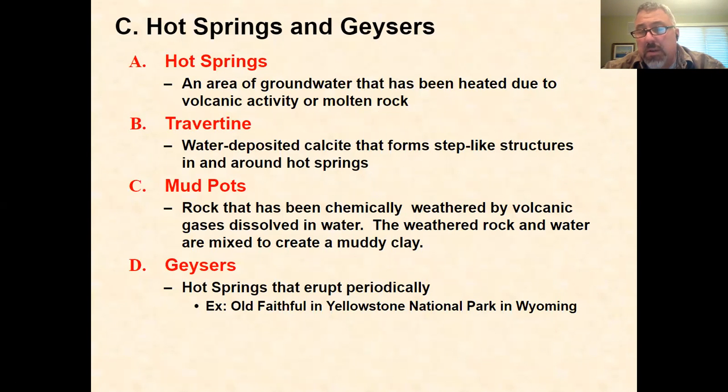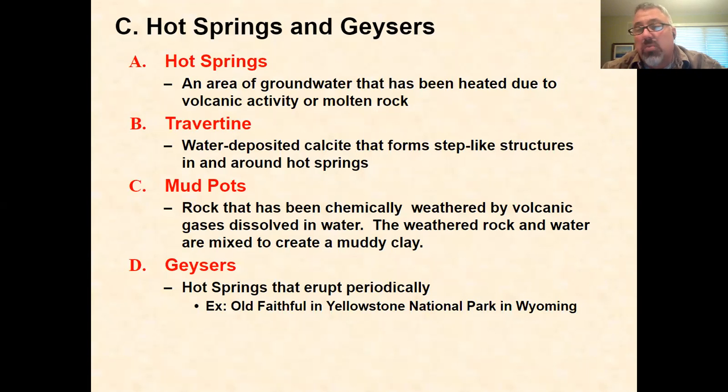Hot springs. A hot spring is where we have groundwater that's heated, and it's being heated due to either molten rock or volcanic activity. In other words, it's boiling or it's near boiling. And when it finds its way to the surface, it creates a hot spring. And there's lots of them all over the world. And it's kind of neat because it creates some formations, one of them being travertine.